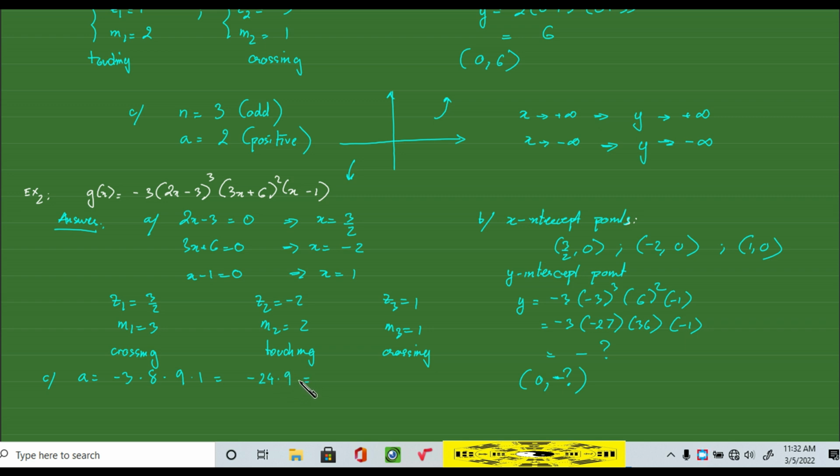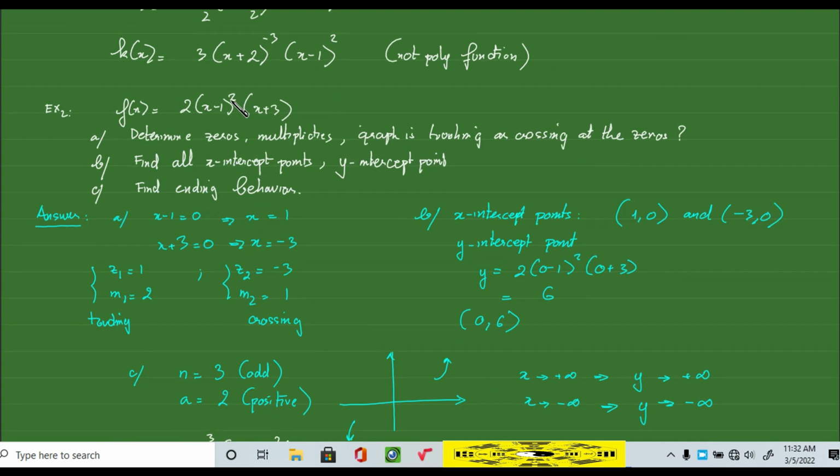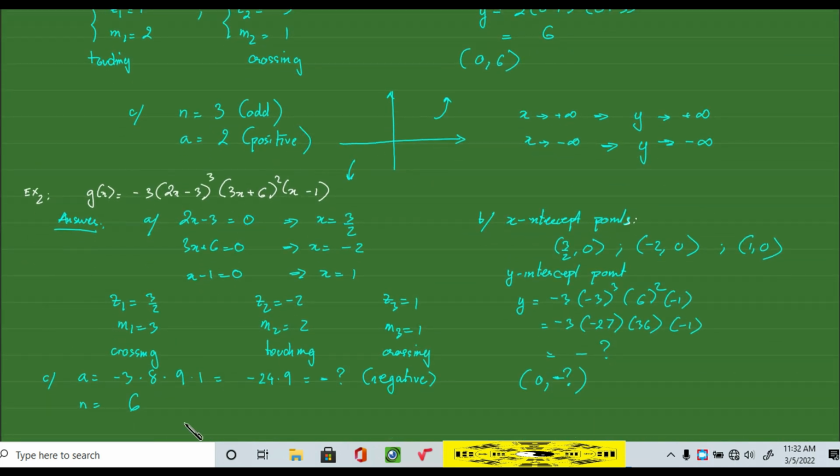That will be -24 times 9. Again, it's still a negative number. It will be something, but I know this is negative, because we just need to know whether it's positive or negative. And the n value: this is to the third power, this to the second power, and this is first power. So the n value will be 7. No, will be 6. Sorry, 3 plus 2 plus 1 is 6. Last time it was 3 because 2 plus 1 is 3, but this is 3 plus 2 plus 1, which is 6. So n is even.